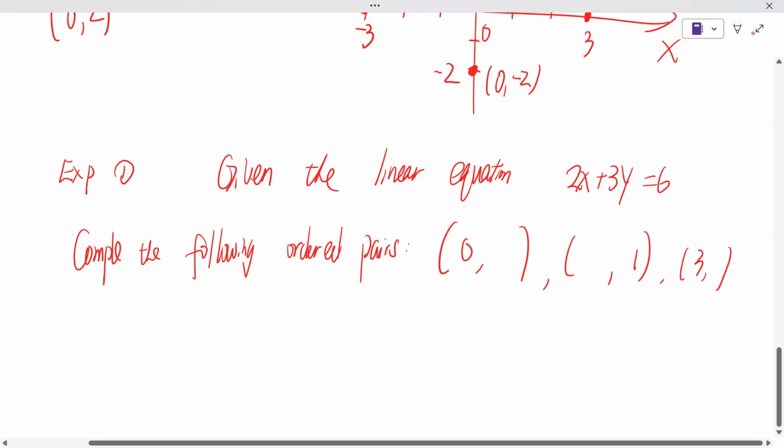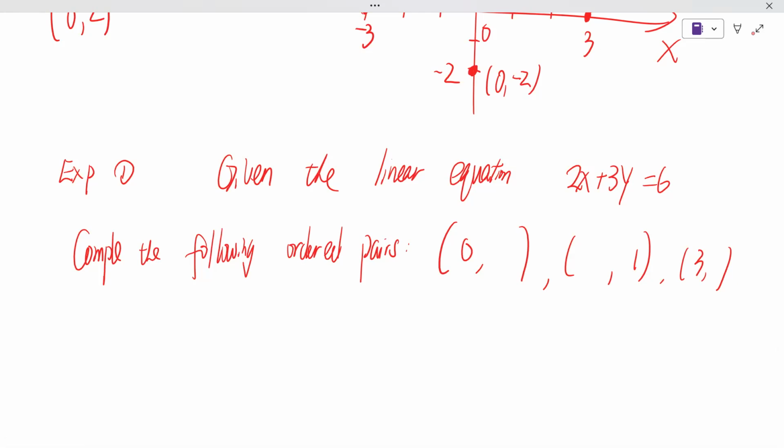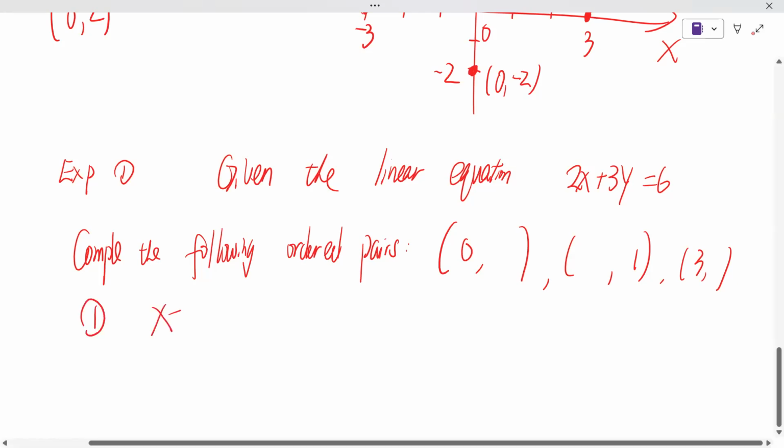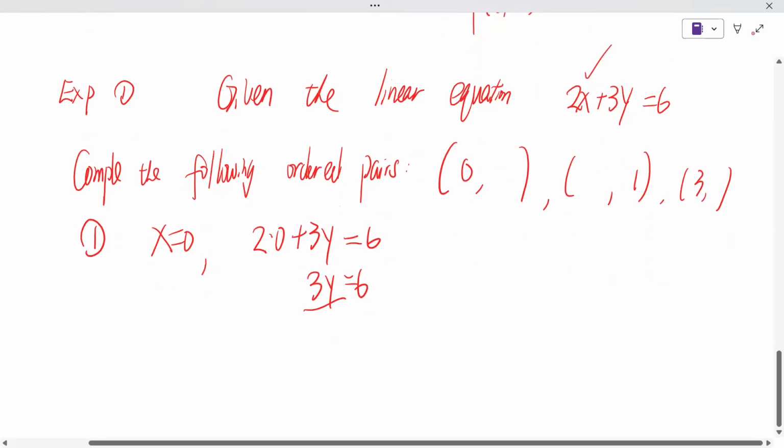For the first ordered pair, x value equals 0, right? X equals 0. And then basically, you're going to replace x here with a 0 and solve for y. We get 2 times 0 plus 3y equals 6. So that means 3y equals 6. And then we can solve for y by dividing both sides of the equation by 3, y equals 2. So that's the first, so this is 0, 2.